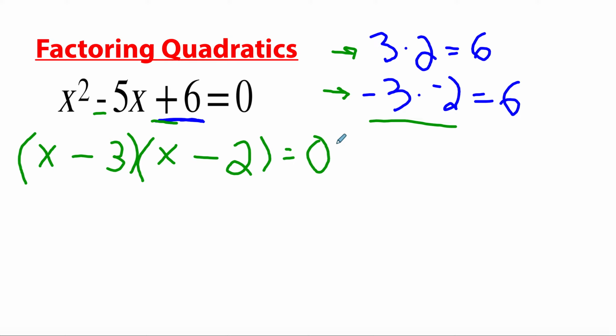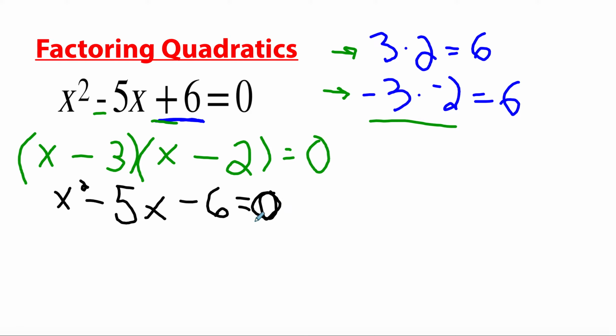Now what if it was another example? I'm actually just going to write this out here. What if this time it was x squared minus 5x minus 6 equals 0? How would I factor that?